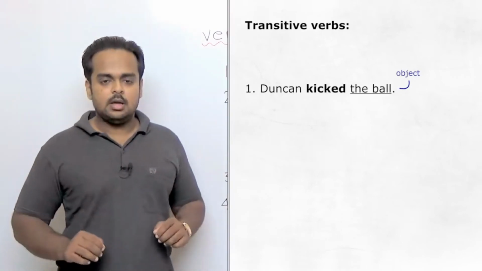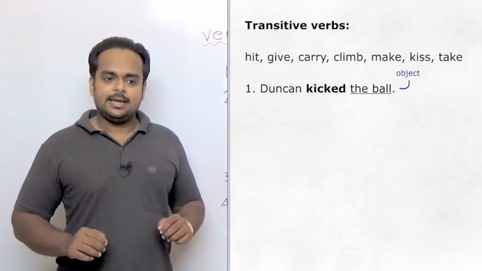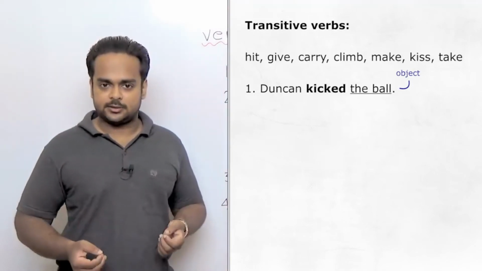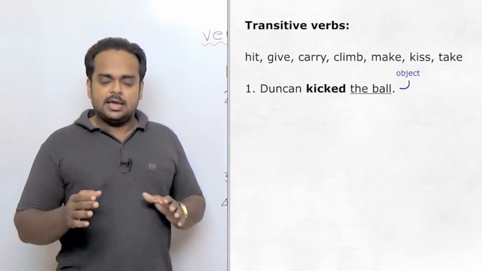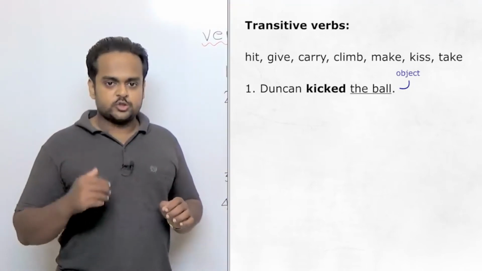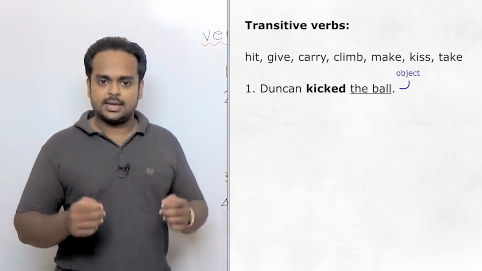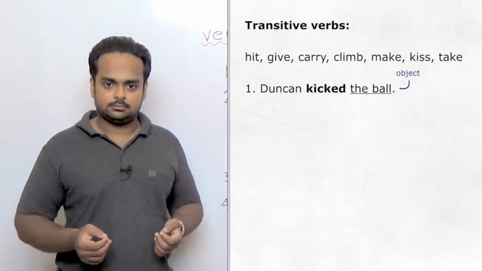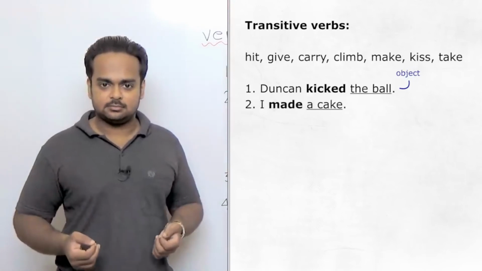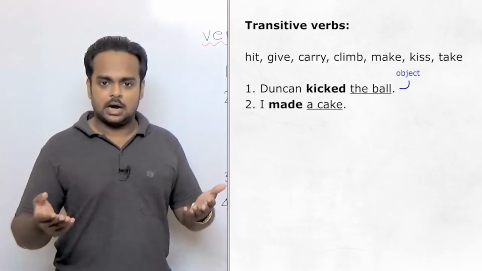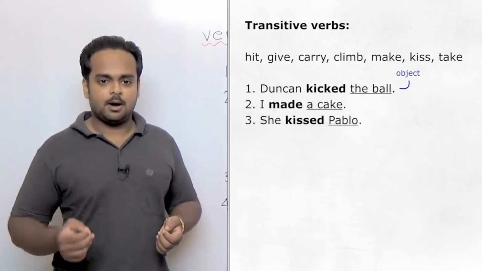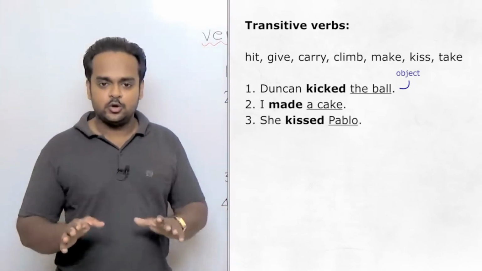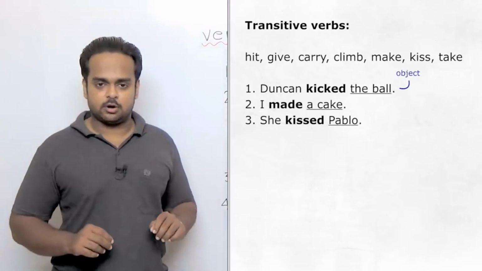Some other common transitive verbs are hit, give, carry, climb, make, kiss, and take. With all of these, if you ask the questions who or what, you will get an answer. Duncan kicked what? The ball. I made a cake. I made what? A cake. She kissed Pablo. She kissed who? Pablo. So that's how you know that these are all transitive verbs.